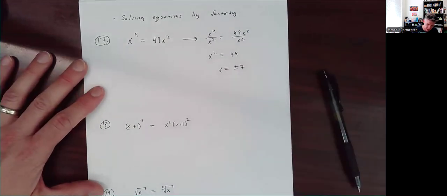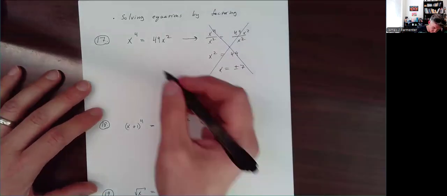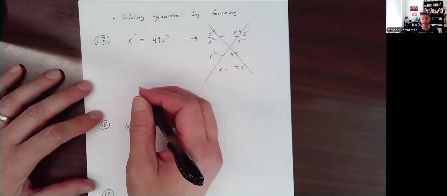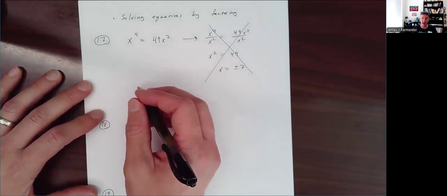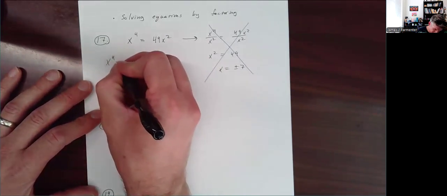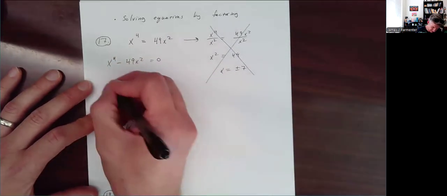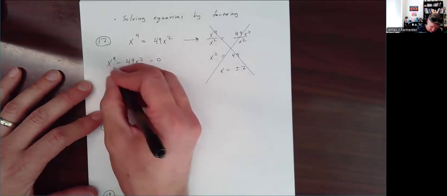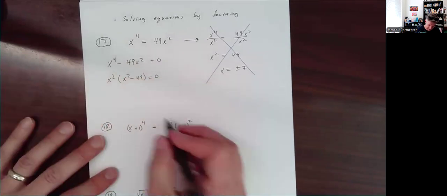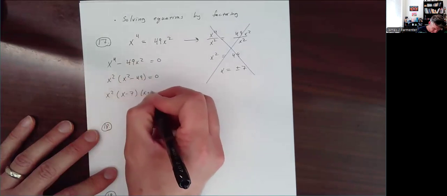So the safer way to solve equations with powers of x is to put all of the things on one side and set it equal to 0. I personally like to pick the side where x to the highest power has a positive coefficient. So I'm going to write this as x to the fourth minus 49x squared equal to 0. Then I'm going to factor out an x squared and be left with x squared minus 49 equal to 0. I can factor this further as x minus 7 times x plus 7.